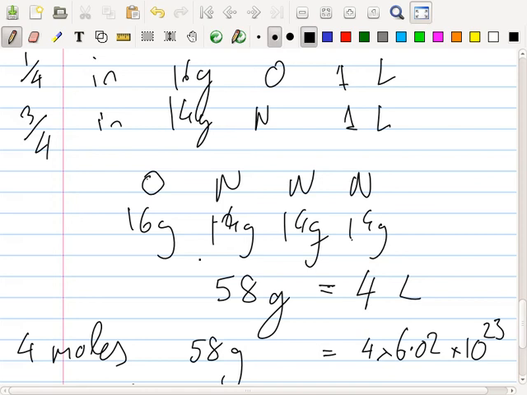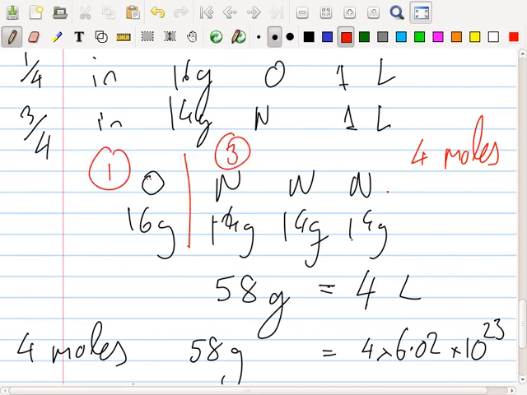Okay, so here, this is 4 moles. Oxygen and nitrogen, they are 4 moles. I put 4 because I'm saying quarter. I put them as 4 to make it easier to calculate. So for every 1 oxygen, there are 3 nitrogen. So in total here, 58 grams is for 4 moles.